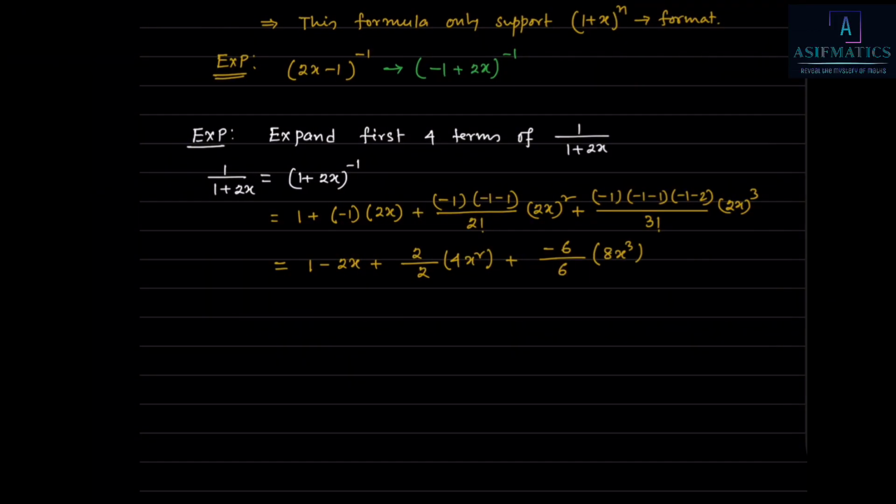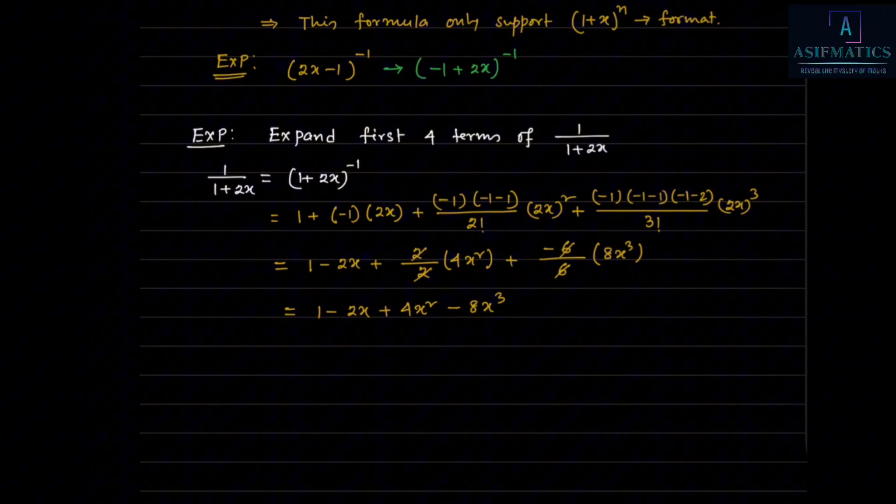All right. So if we further simplify this one, we can get 1 minus 2x, 2 and 2 cancel, we can write 4x square plus 4x square, 6 and 6 cancel, we can write minus 8x cube. So that is the first 4 terms of your binomial expansion. So this is your answer.